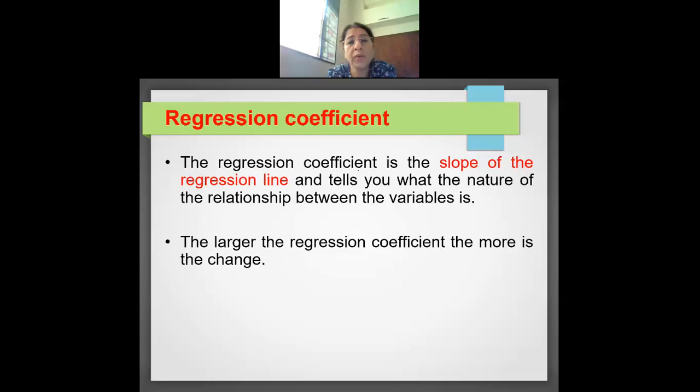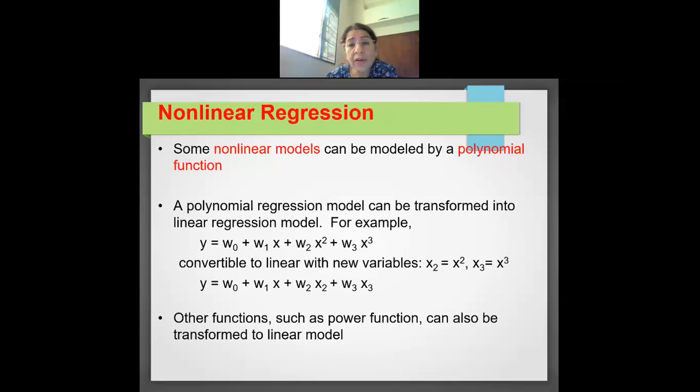So we have two regression coefficients. One is the slope of the line, which tells you the nature of the relationship between the variables. And you have the intercept value also.